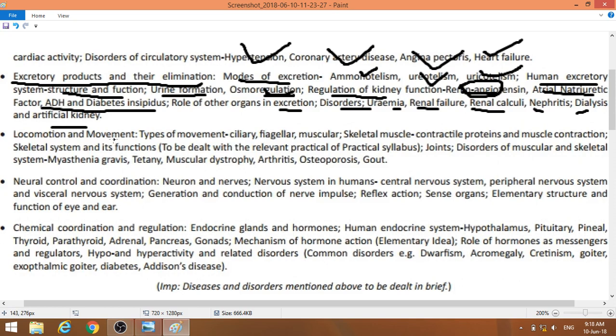Then you have to study locomotion and movement. Types of locomotion: ciliary, flagellar, muscular.